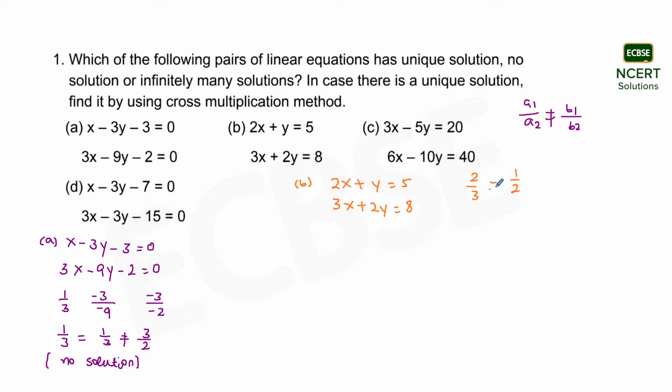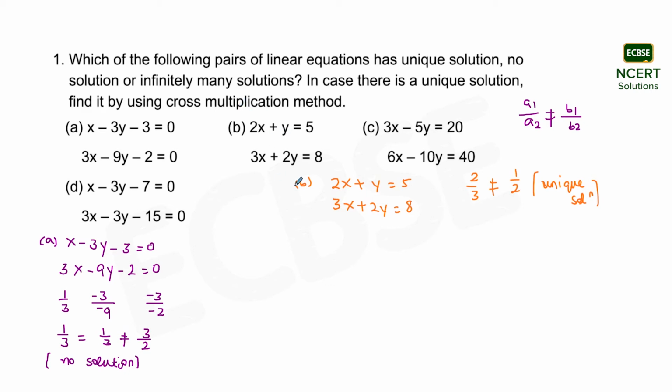Clearly, the ratio A1 by A2 is not equal to B1 by B2, which means the conditions for the linear equations to have a unique solution have been fulfilled. So this pair of linear equations will have a unique solution. And as the pair of linear equations has a unique solution, we will proceed further. That is, we will solve this pair of linear equations by using the cross multiplication method.